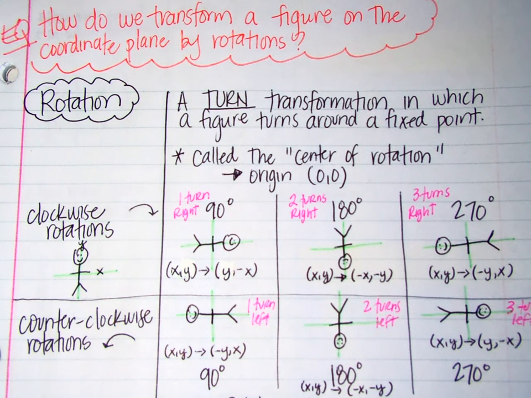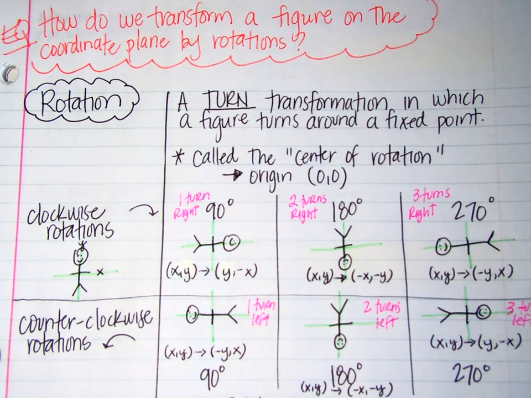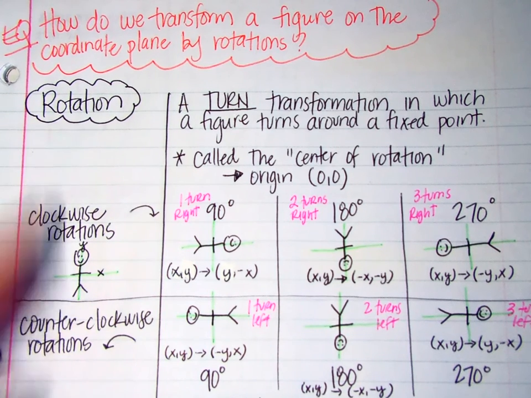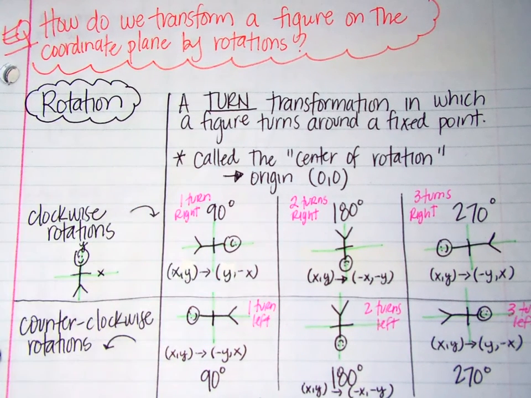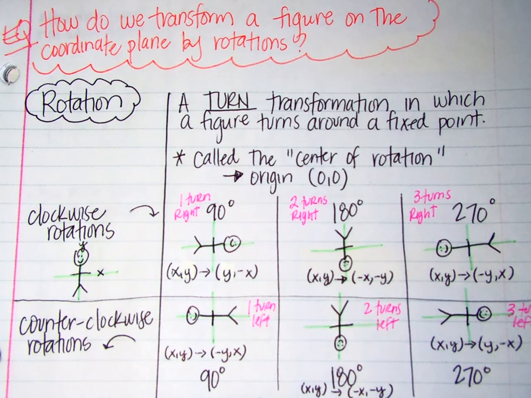So today we're going to be transforming a figure on the coordinate plane by rotations. In our previous video, we were talking about reflections, where we use a flip transformation to move a figure on the coordinate plane. So today we're going to be looking at rotations. And rotation is just a turn transformation in which a figure turns around a fixed point. And we call that fixed point the center of rotation. For these exercises, we're going to be using the origin as our center of rotation.